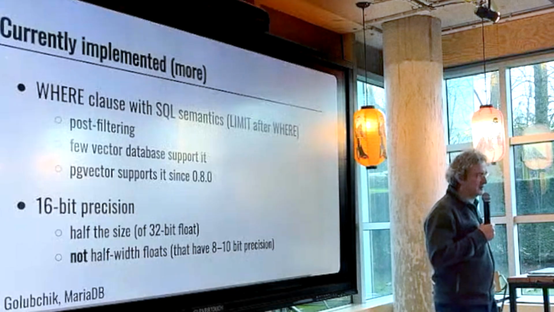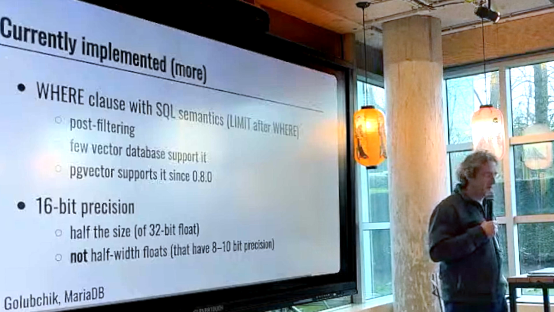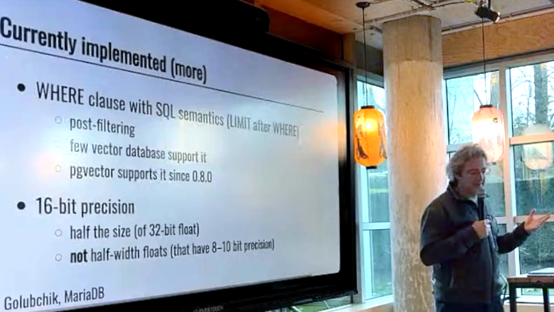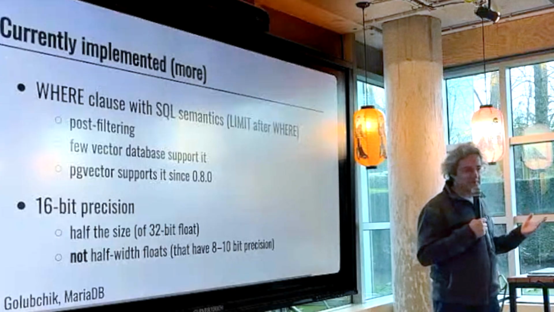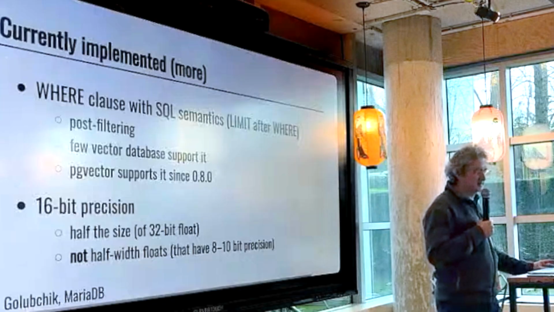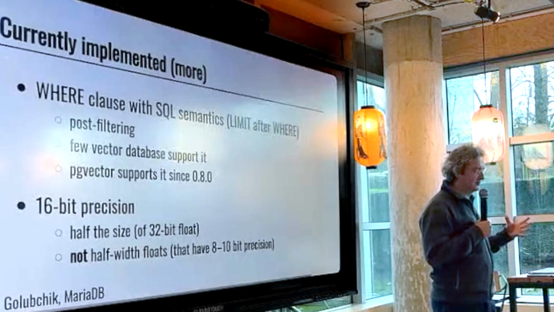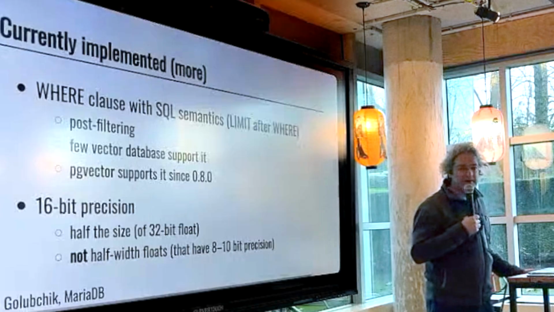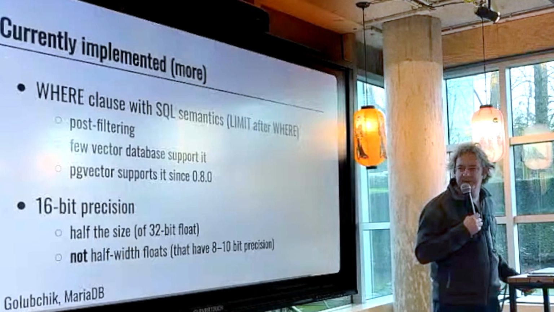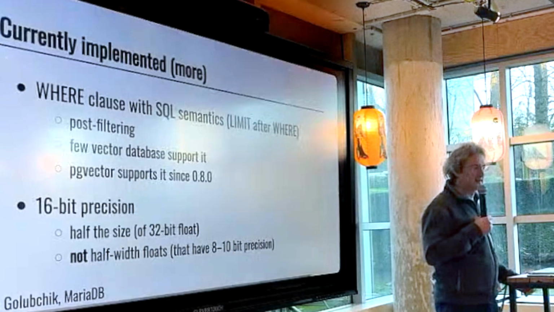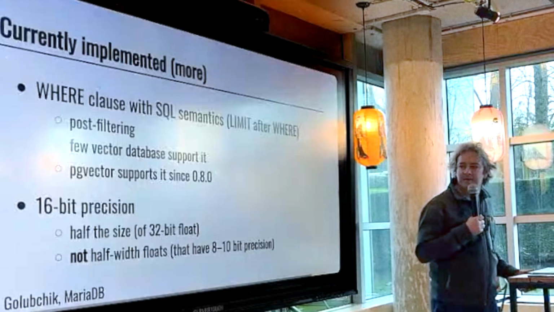That is, in vector search databases, where is naturally applied after the limit, which is not what we want, and it takes some reworking of the algorithm to have normal SQL semantics of limit and where, and very few vector databases do that. Postgres does it since pgvector added it last October or November, I think.